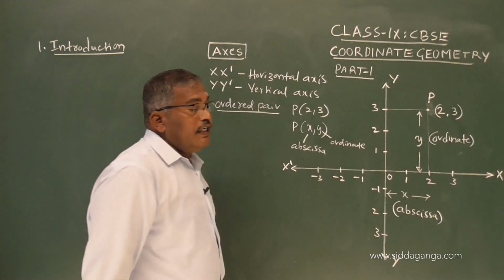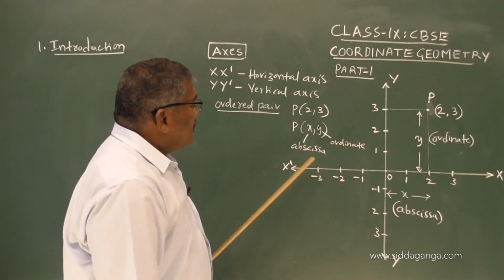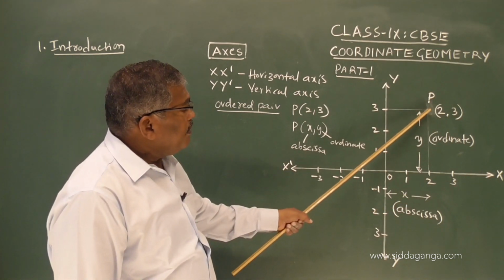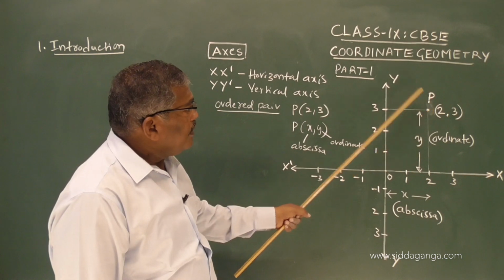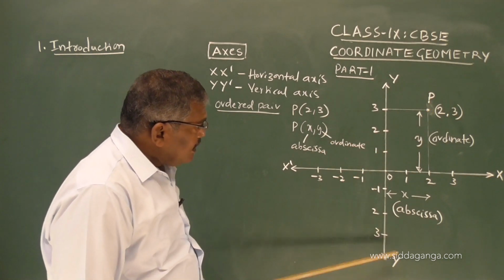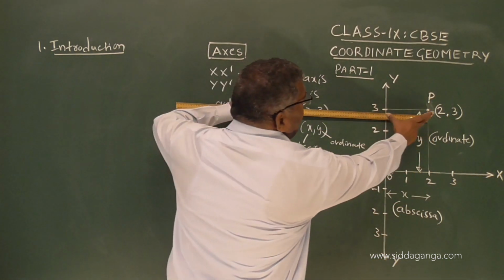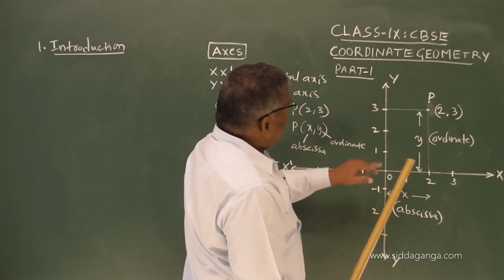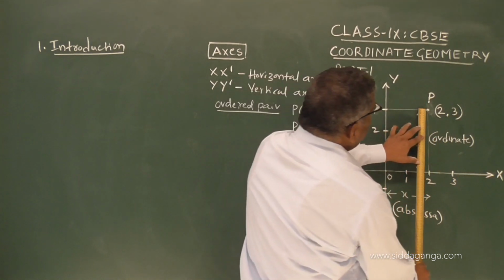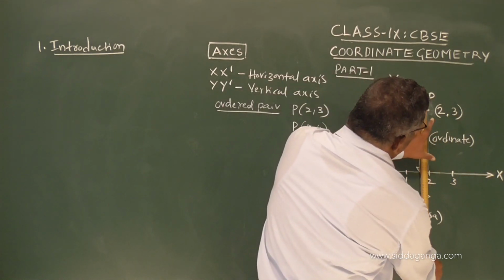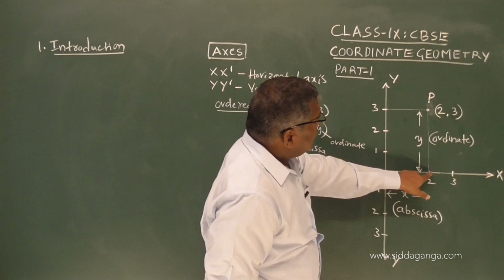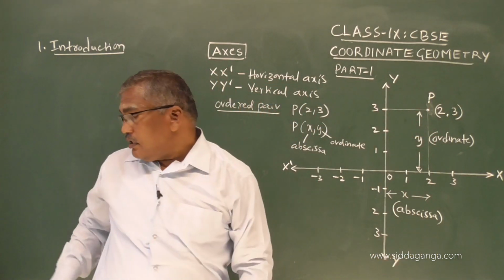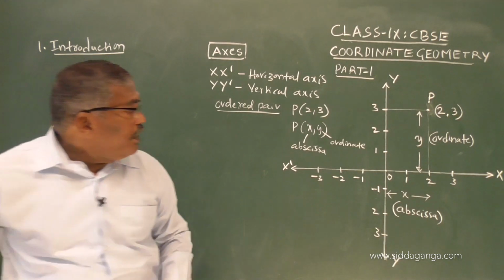So how do we define it? The x coordinate or abscissa is the perpendicular distance of any point P from the y axis. You can see this is the distance from the y axis. And the ordinate is the perpendicular distance of point P from the x axis, this distance. So this is how we mark the points.